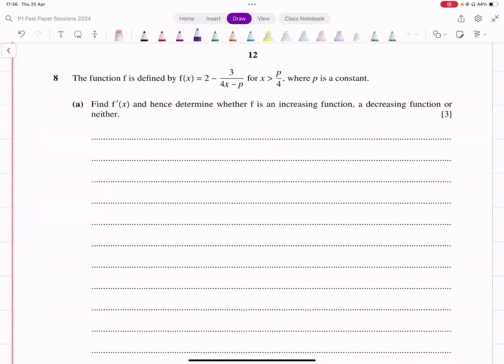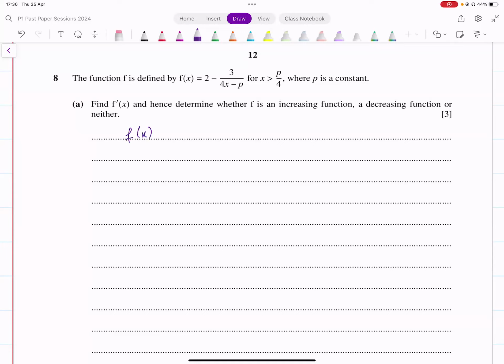Okay, so how do we think about this? Increasing function is when the derivative is positive, decreasing is when the derivative is negative. Neither means it could be increasing in some part and decreasing in some part, so we can't say it's any one of those two. So how do we think about this? We find the derivative first.